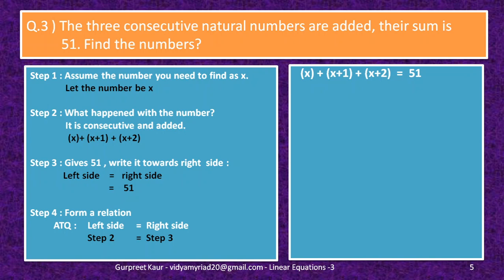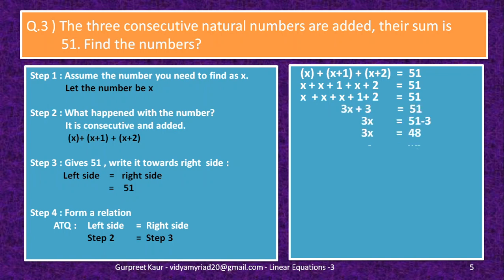My result will come in consecutive. Open the bracket, then arrange it as per the like terms, all x together and numbers on the one side, and when you solve it, you will get x is equal to 16. Is my answer over here? No, my answer is still not complete. I have just found the one number, but as per the question, I have to find out 3 numbers.